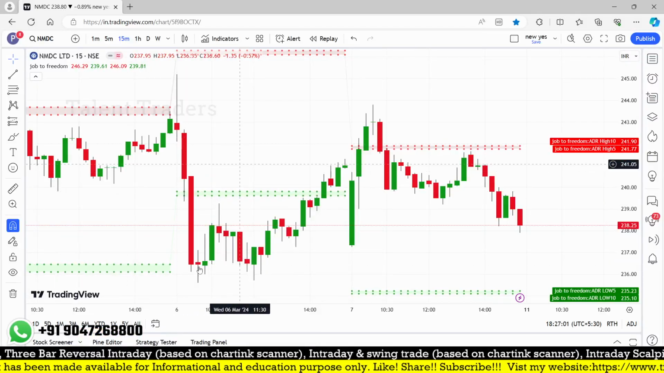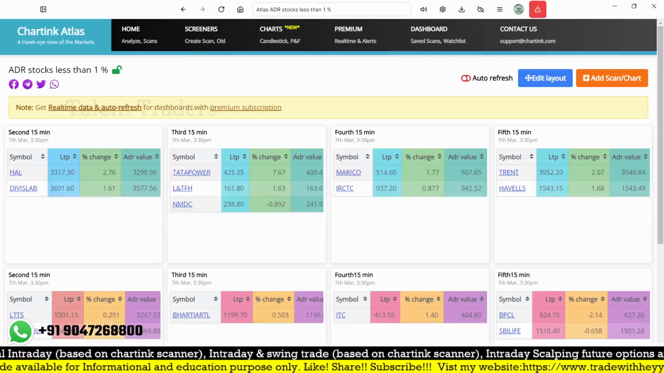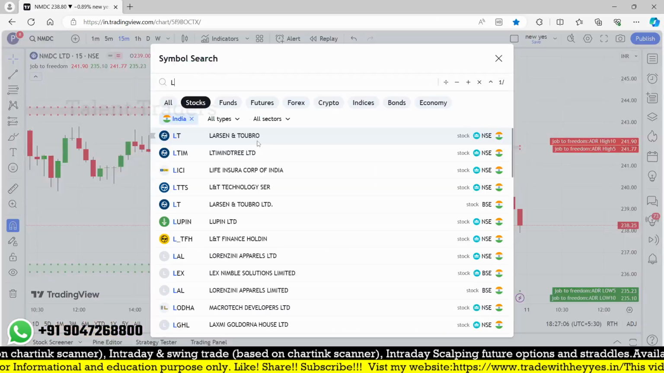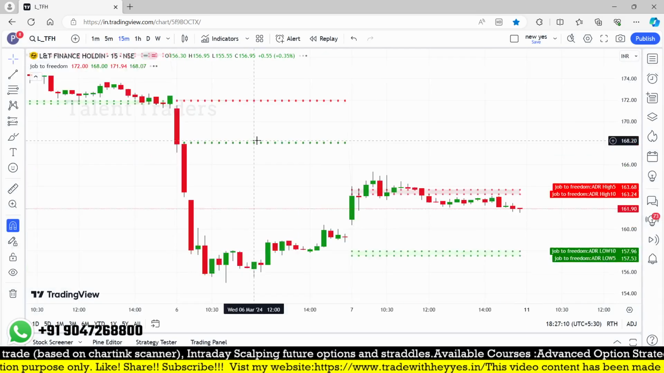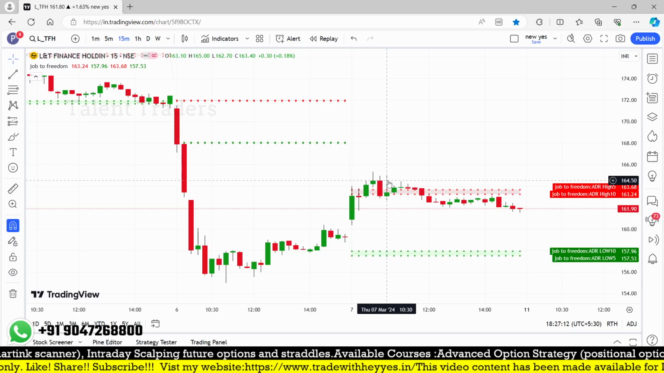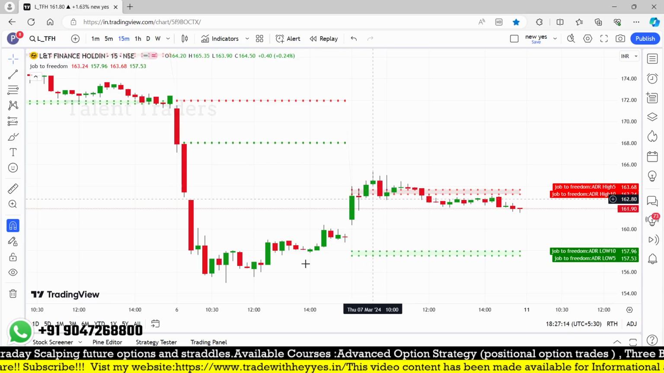Sorry, we already saw NMDC. The next one would be L&T Finance Holding, high lot size. It would have been a third candle. So this also has not moved well. Okay, so it may be a trick at your stop.